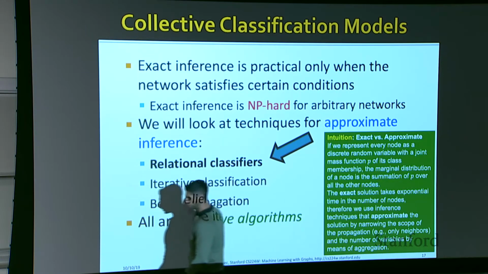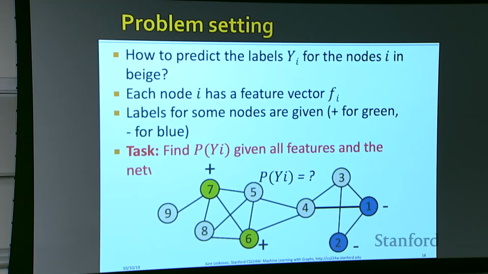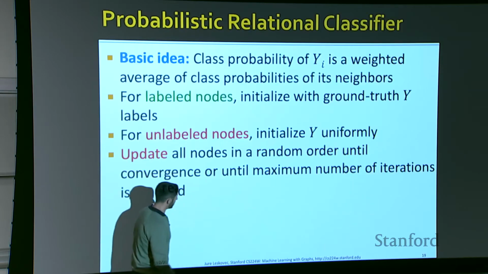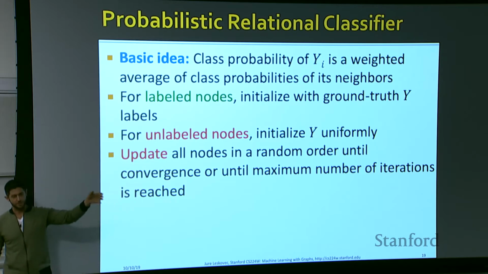So let's start from the relational one, the easiest, okay? So what is the problem setting? Again, we're trying to predict our labels yi. Each of our nodes i has a feature vector, and some of the labels are given. So now, how do we find the missing labels for our beige nodes, okay? The basic idea is that the class probability of our node i is a weighted average of the class probabilities of its neighbors, okay? And what we do is, for the labeled nodes, we just initialize with the ground truth, okay? So we have the labels. It wouldn't make any sense to initialize them in a different way, right? We know that those labels are correct. And then for the unlabeled nodes, what we do is we initialize y uniformly, okay?